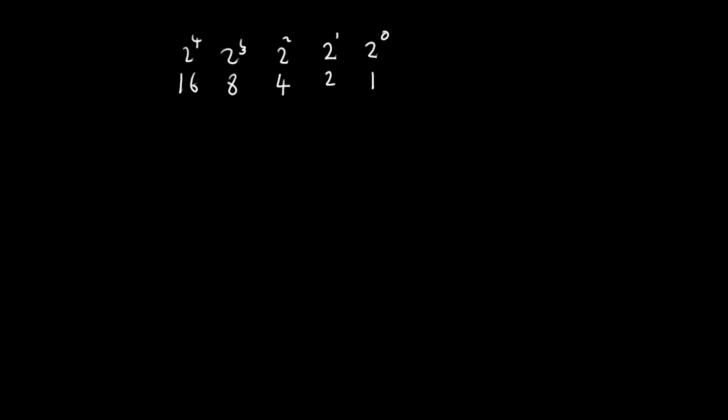But this also goes in the other direction. So what we can have is 2 to the minus 1, 2 to the minus 2, 2 to the minus 3, and again we can continue off in that direction as well. So 2 to the minus 1, which is a half, 2 to the minus 2, which is a quarter, 2 to the minus 3, which is an eighth, and we can keep going on like that.